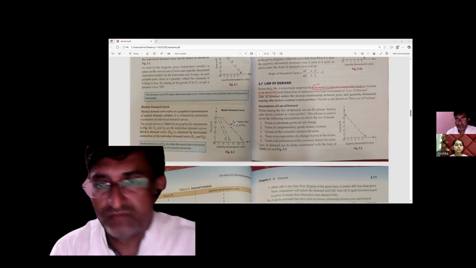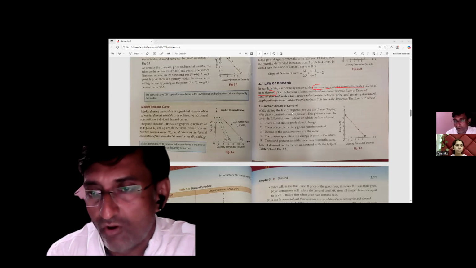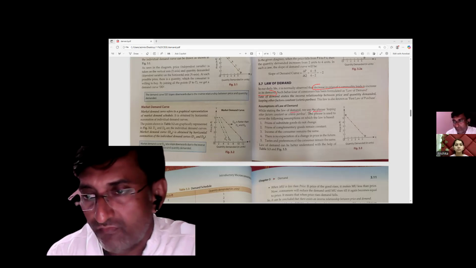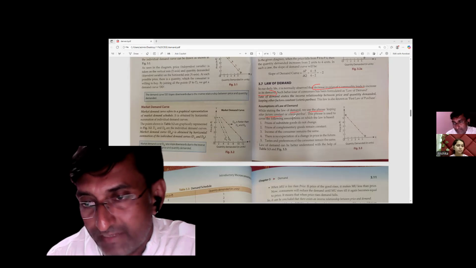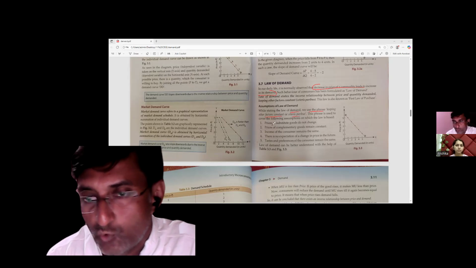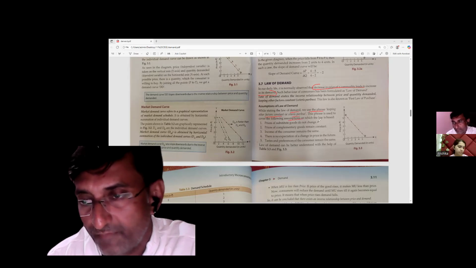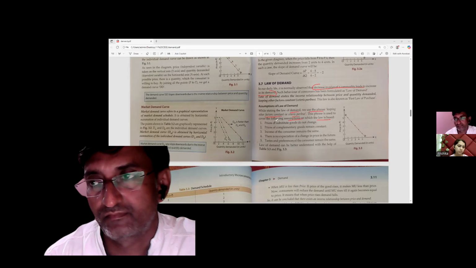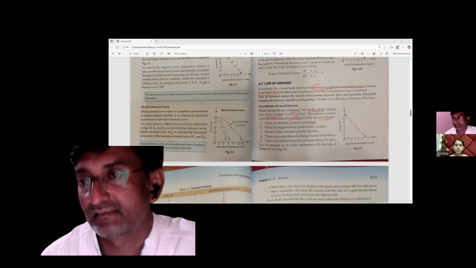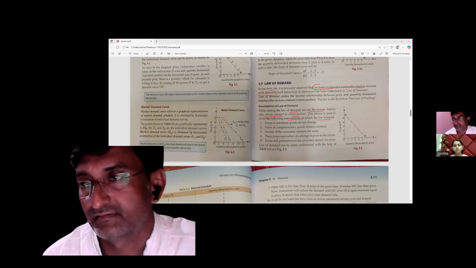Now let's see which assumptions are there. While stating the law of demand, we use the phrase keeping other factors constant, or ceteris paribus. This phrase is used to cover the following assumptions on which the law is based. Now what does it mean? Keeping other factors constant, apart from price.